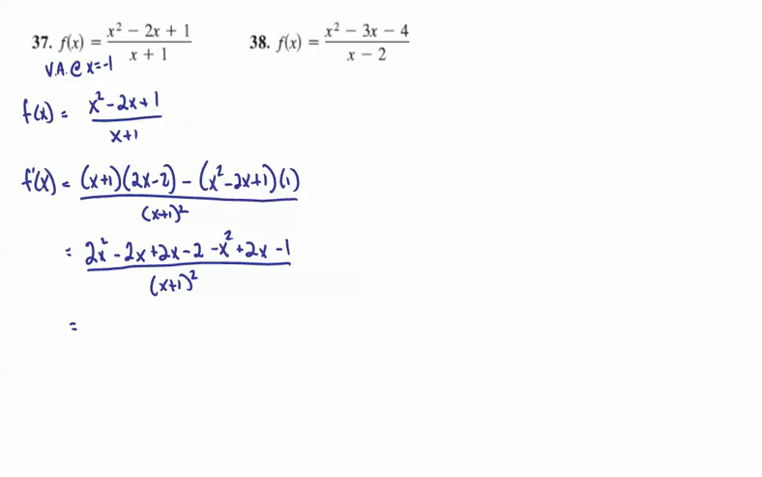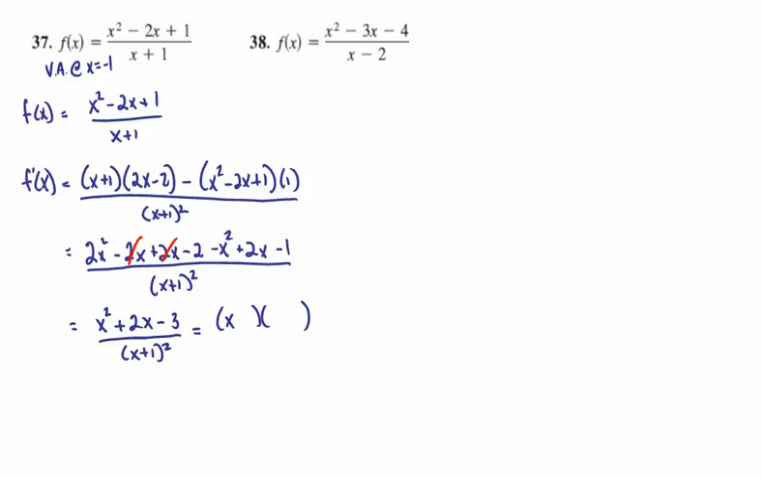And in our numerator, we end up with x squared. Then the 2x's cancel out, and we have another 2x later on, so it's plus 2x, then minus 2 minus 1 is going to give us a minus 3 over x plus 1 squared. A rational function is 0 when its numerator is 0. Let's see if that can be factored.